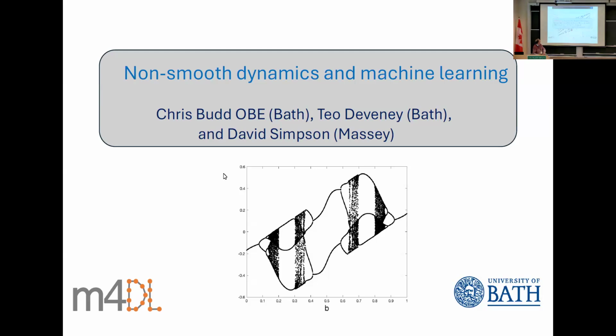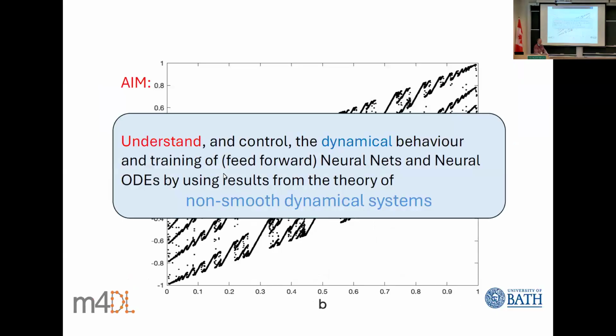Okay, so what's the idea of my talk? As I said, this is a conference on dynamical systems, and what I want to do is explore ways by which we might understand and possibly control the dynamics of machine learning type applications, such as neural nets and neural ODEs, by looking at them through the lens of a non-smooth dynamical system. I'll explain a bit more what that means in the first half of the talk, and then in the second half, we'll have a look at some of the implications in machine learning.